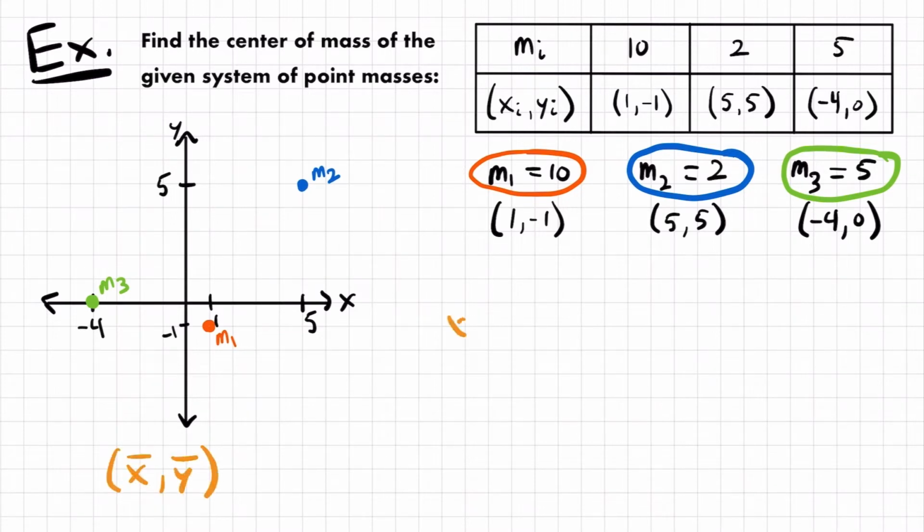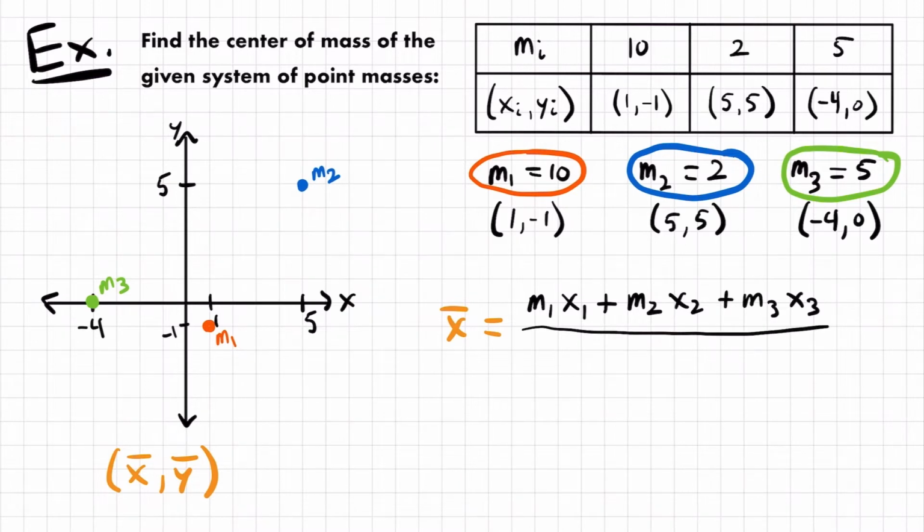All right, and x bar will be equal to the moment for each mass along the y-axis, which will be equal to m sub 1 times x sub 1 plus m sub 2 times x sub 2 plus m sub 3 times x sub 3 divided by the sum of the masses. So we have m sub 1 plus m sub 2 plus m sub 3.